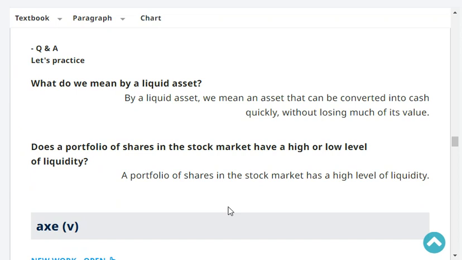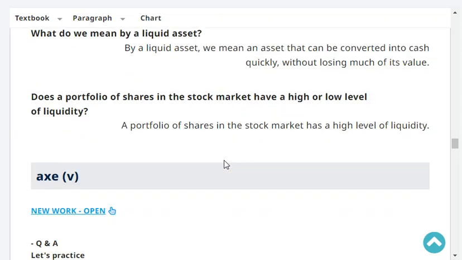By a liquid asset, we mean an asset that can be converted into cash quickly without losing much of its value. Whereas a portfolio of shares in the stock market, does it have a high or low level of liquidity?